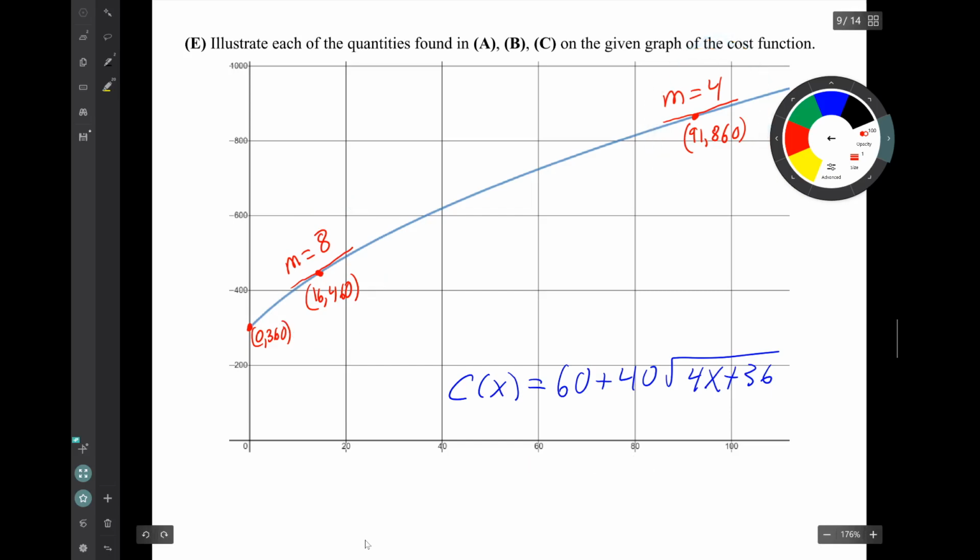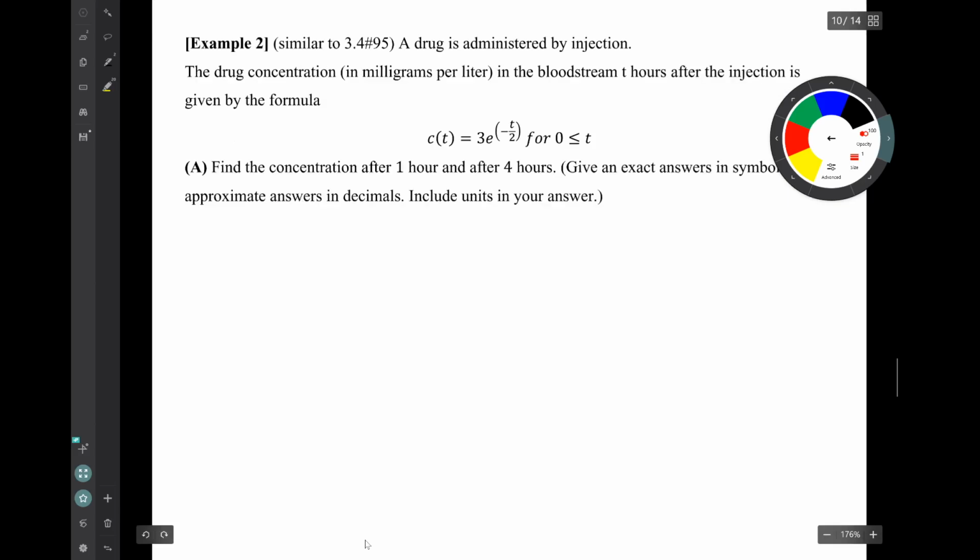Okay, that's the end of example 1. Let's go on and do another example. Example 2, we have a drug that's administered by injection, and the drug concentration in the bloodstream T hours after the injection is given by this formula, and the value of the concentration is milligrams per liter. So question A says, find the concentration after 1 hour and after 4 hours.